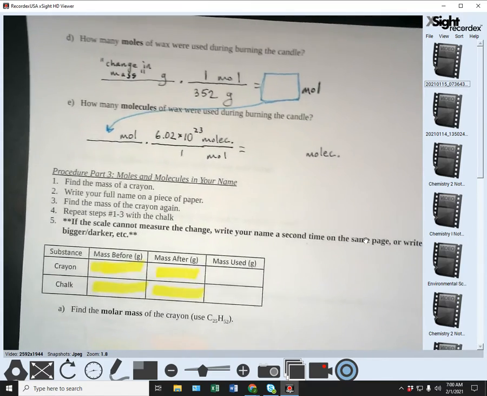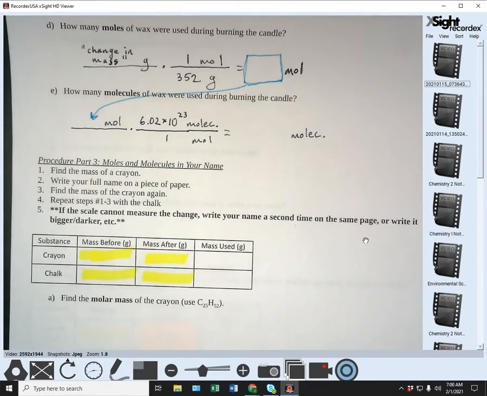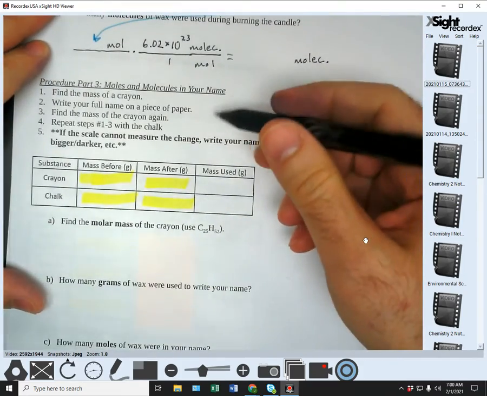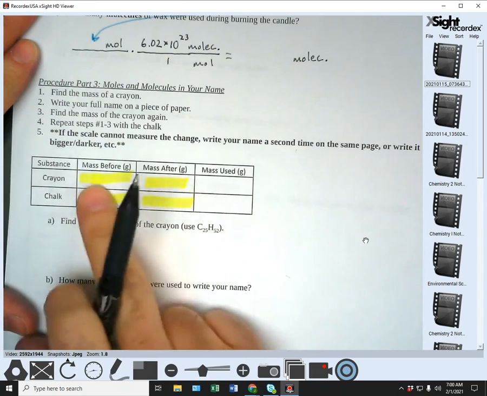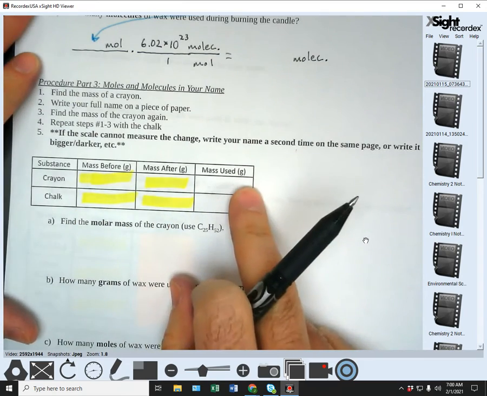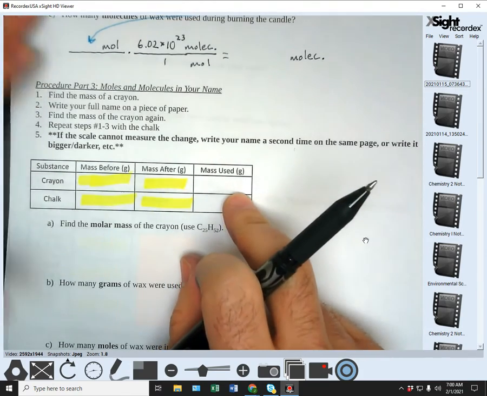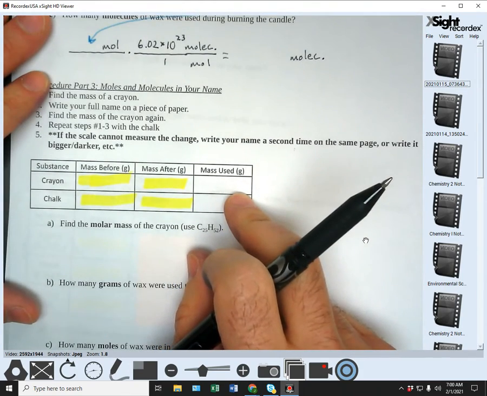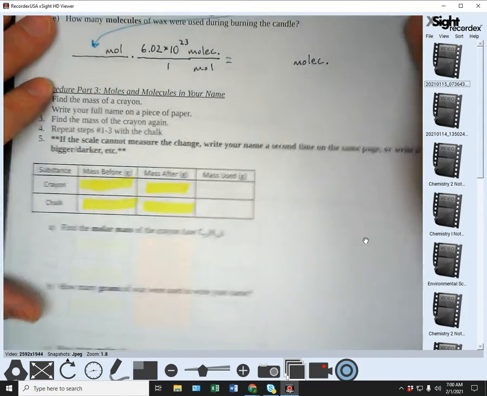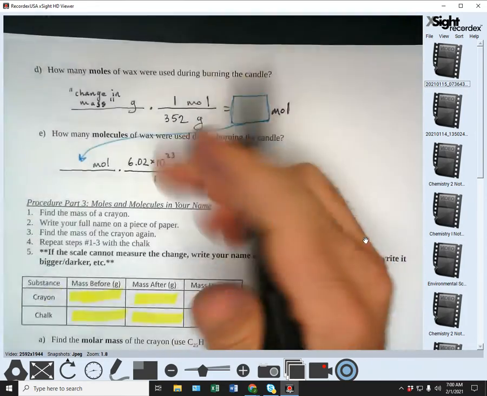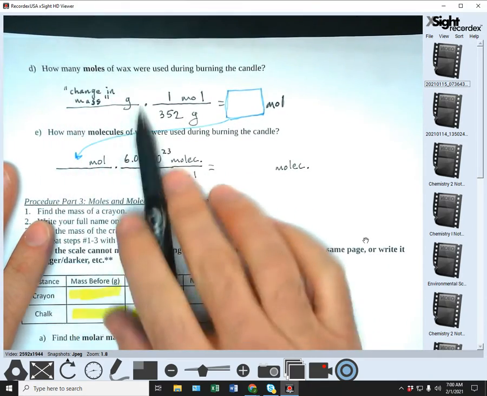All right. Okay. Next part. The crayon and the chalk. So you should have mass before, mass after for each. Then the mass used. Now this could be positive because it's talking about the amount used. And the same thing here, like for D, I guess I should have mentioned the change in mass you might have down as negative, and that's fine. You can leave it, you can make it positive here.